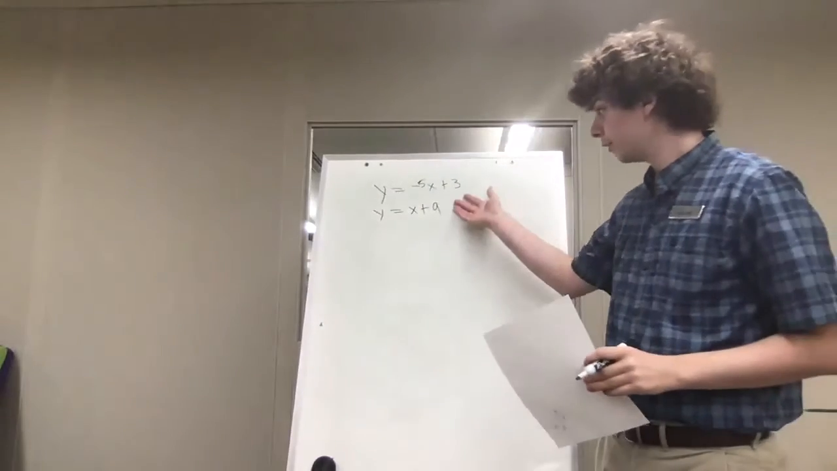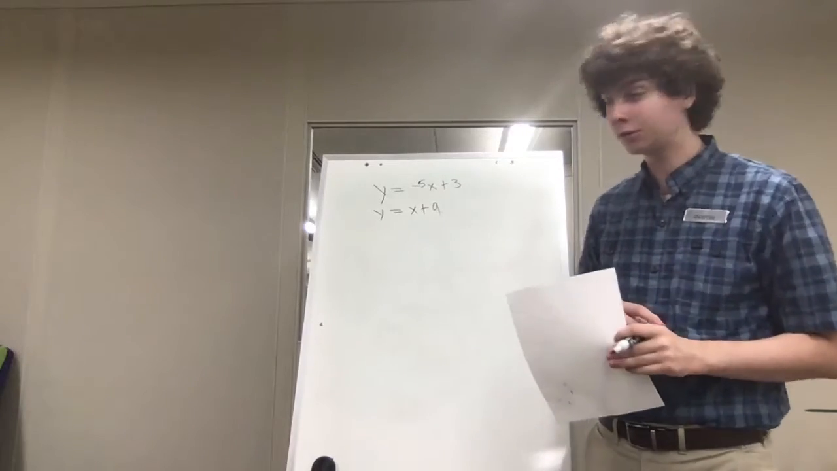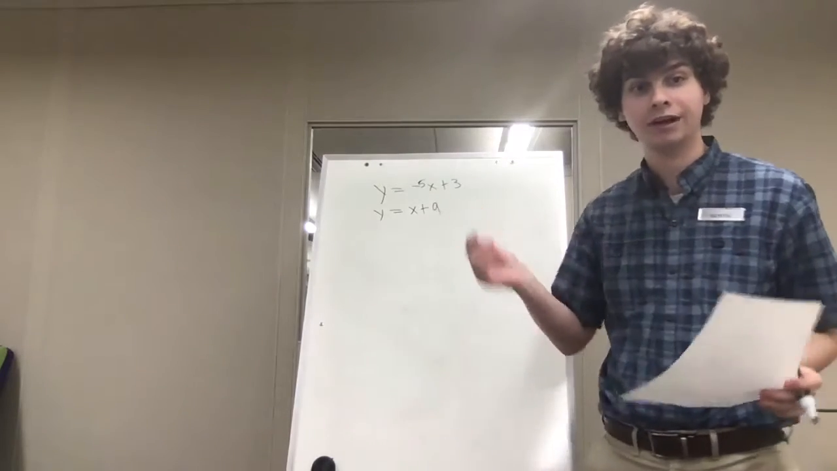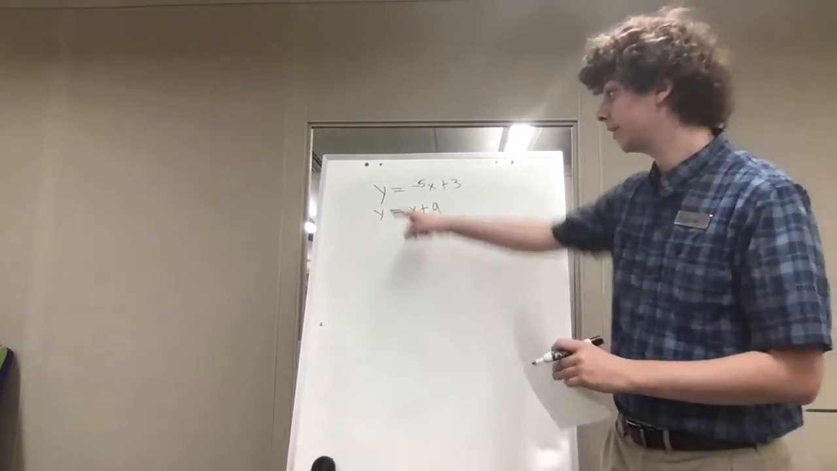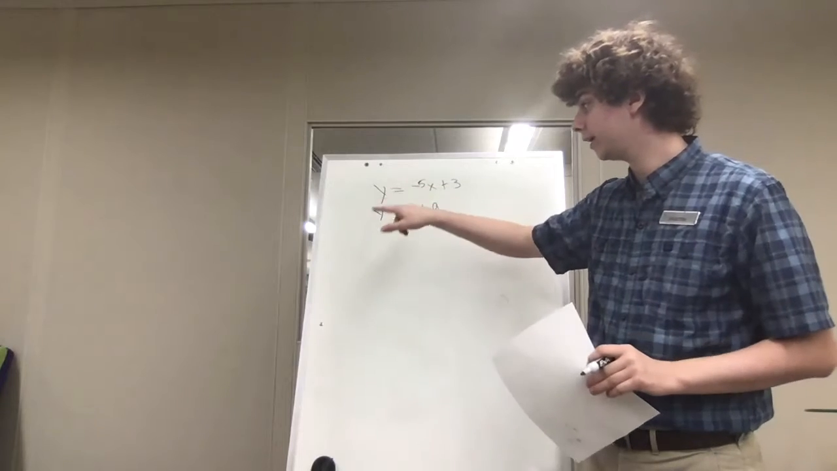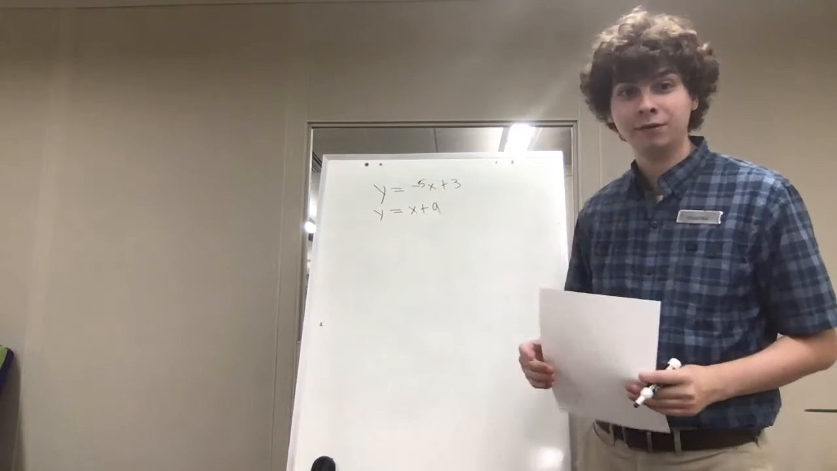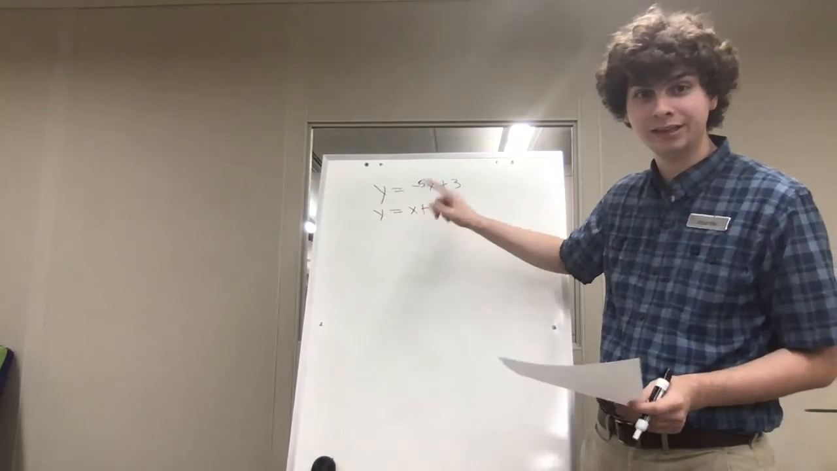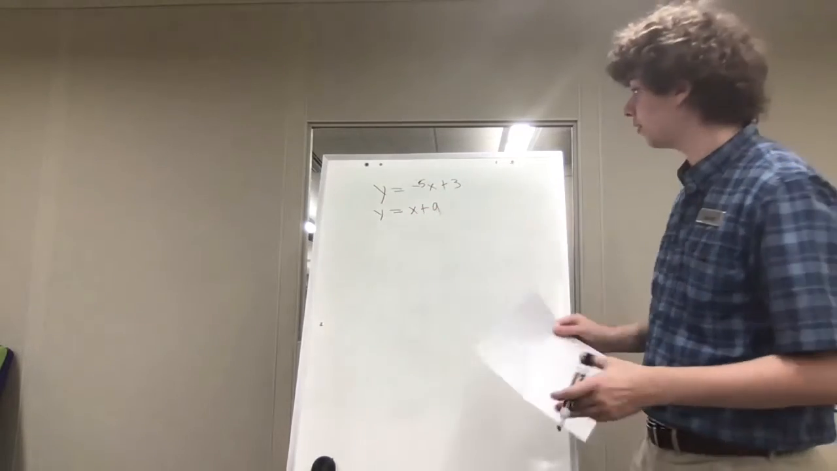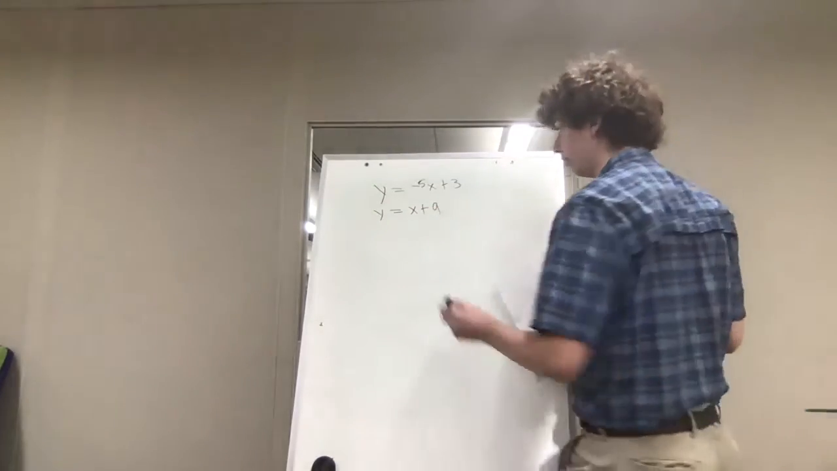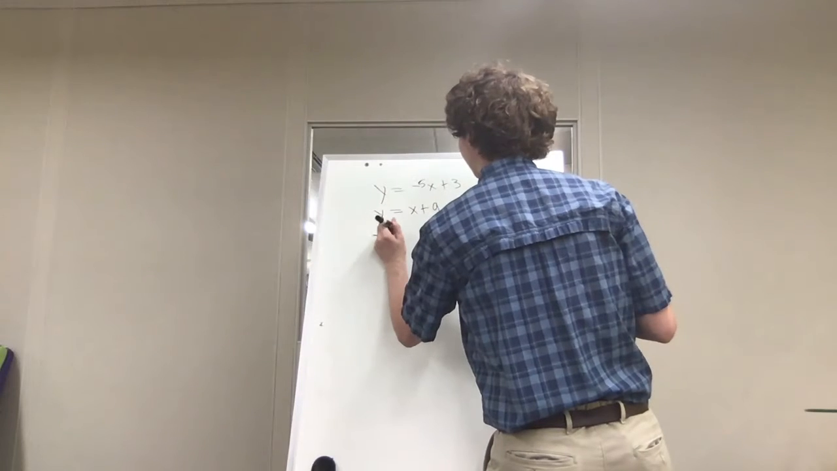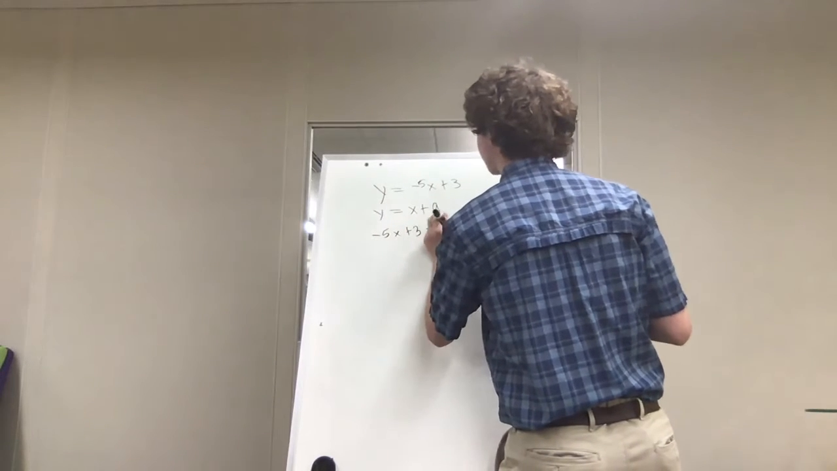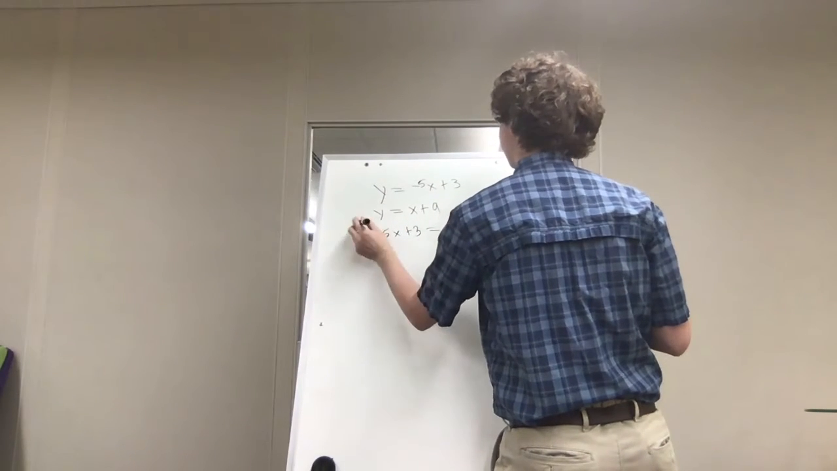So here are our 2 equations. And what we're going to do is we're just going to set them equal to each other. And we can only do this right now because both of them are y equals something. If they were in another format, we would have to change it to be y equals mx plus b. That's the easiest way to do it. So now I can say negative 5x plus 3 equals x plus 9.